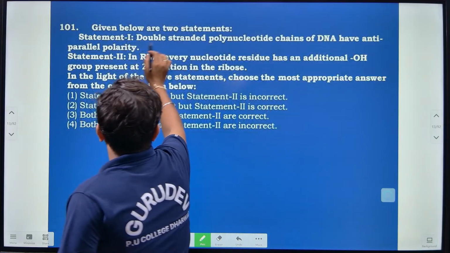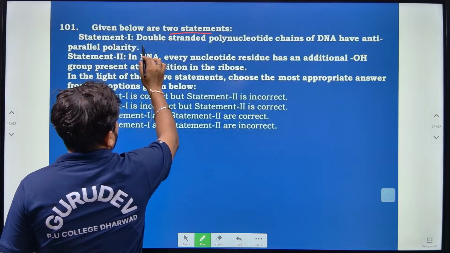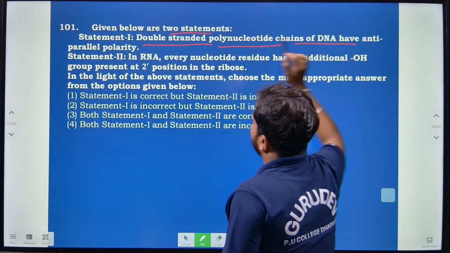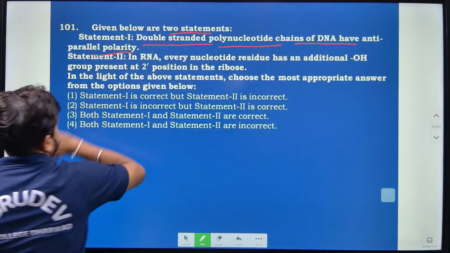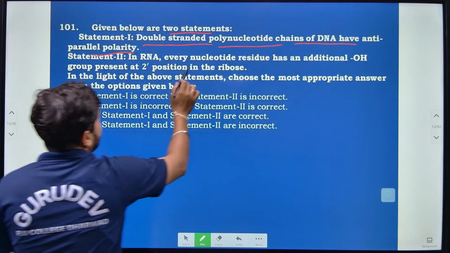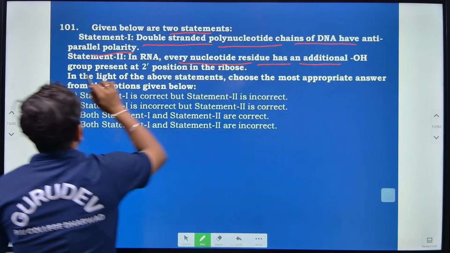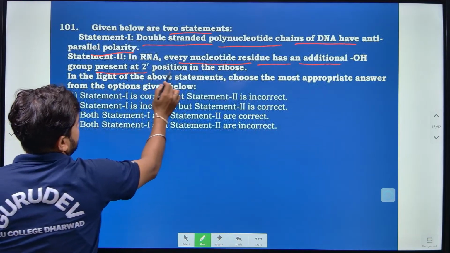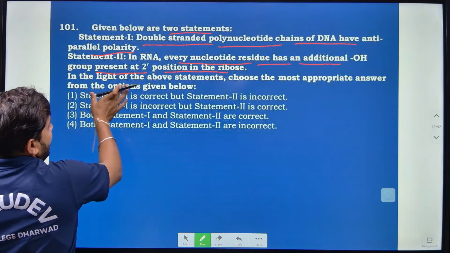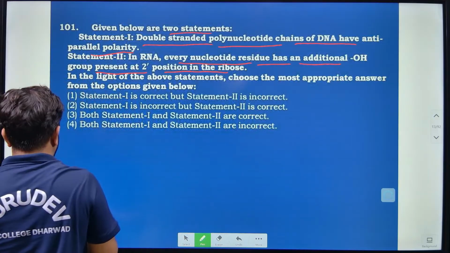Then given below are the two statements. The first statement says the double stranded polynucleotide chain of a DNA has anti-parallel polarity. Statement 2 says in RNA every nucleotide residue has an additional OH group present at the second position in the ribose, right? So in the light of the above statements, choose the most appropriate answer given below.